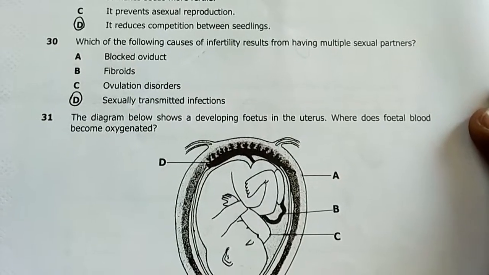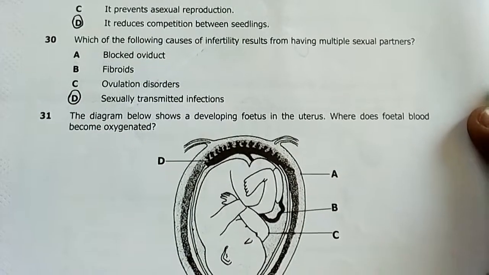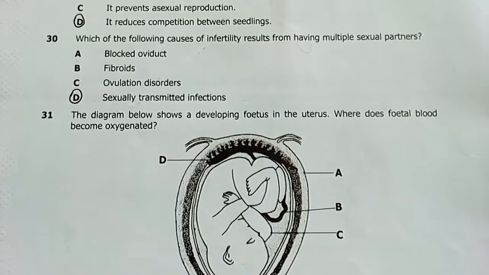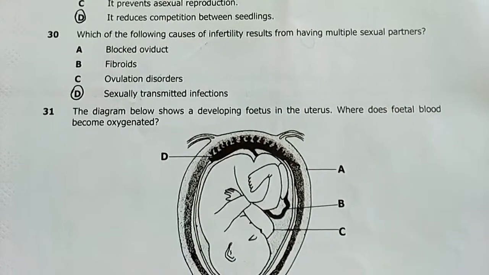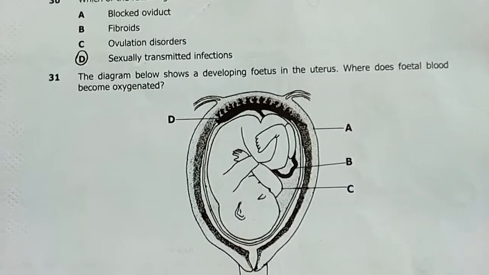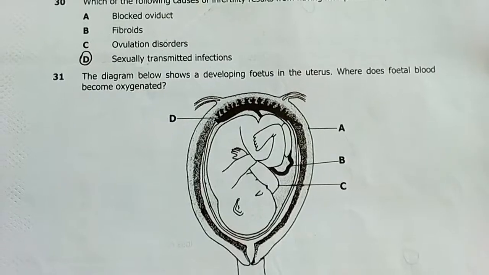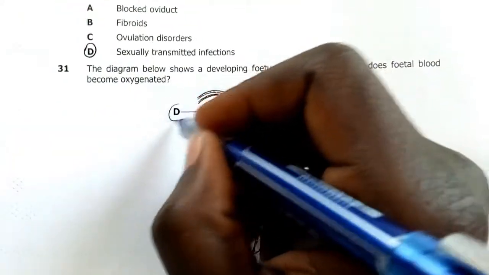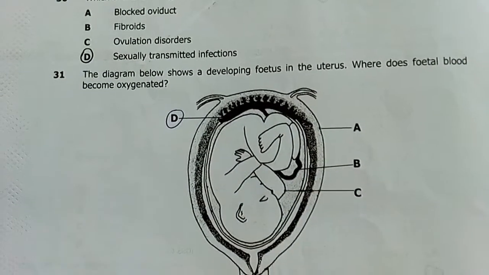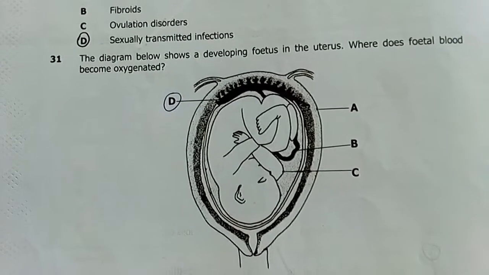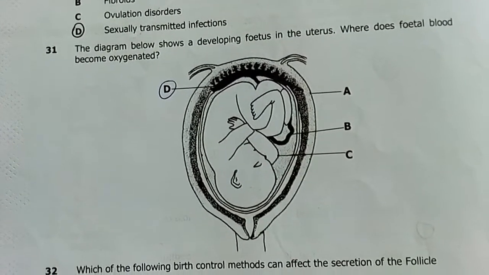31. The diagram below shows a developing fetus in the uterus. Where does fetal blood become oxygenated? In D. Oh, I didn't even label this one. Fetal blood gets oxygenated in D. The maternal blood and the fetal blood don't naturally mix. Okay, but some maternal white blood cells may cross the placenta.